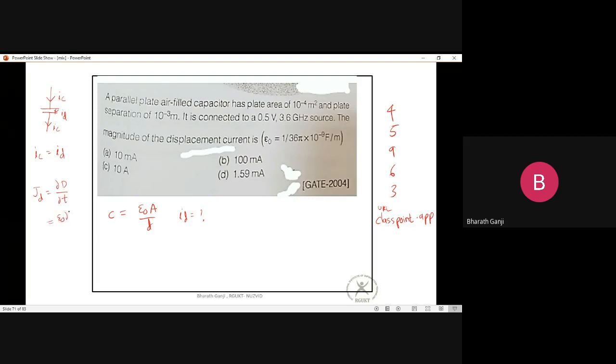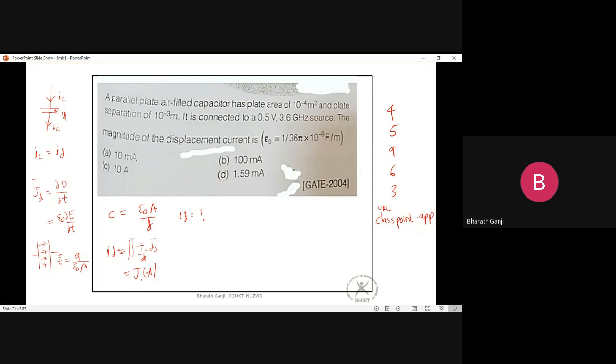That is nothing but epsilon naught times dou E by dou t. Because your plate is a parallel plate capacitor, the electric field is uniform everywhere. The electric field is given by Q divided by epsilon naught times area. If you remember the electric field expression. So if the electric field is uniform everywhere, the current density is also uniform everywhere. The total current is the surface integral of J dot dS, and because it is uniform, this is nothing but J times area.